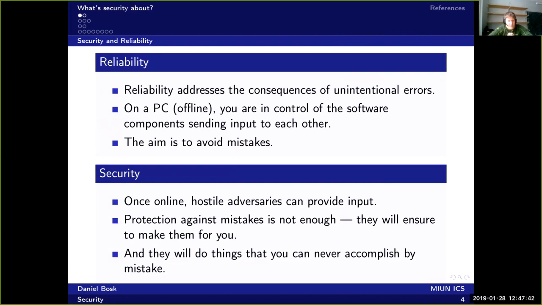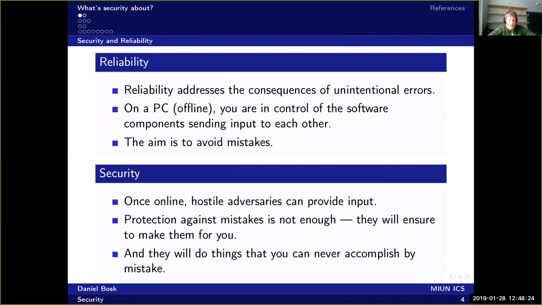Security, on the other hand, is basically when you put this system online and then you have hostile adversaries that can provide input. So protection against common mistakes is not enough, because this adversary will ensure to make those mistakes for you, and hopefully, from his perspective, he can abuse them to actually achieve things in your system that were not intended. So basically they will also do a lot of stuff that you would never accomplish by mistake.